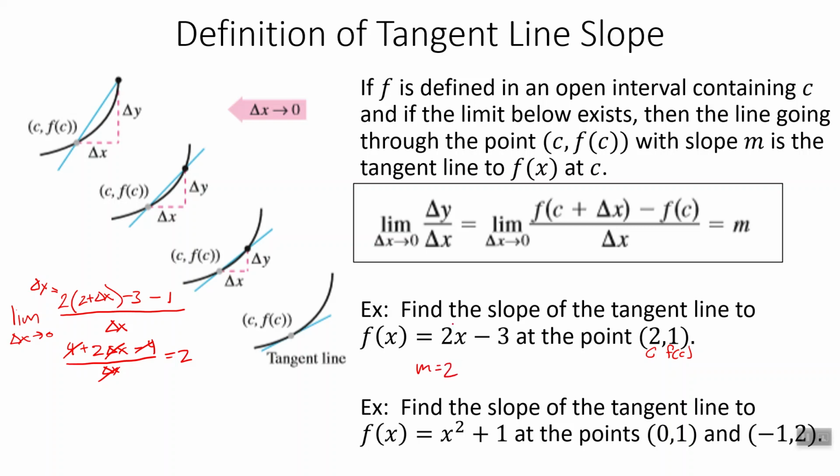Now, you probably already knew that from algebra. If y equals mx plus b, this is a line, and the slope of this line is 2. That means at any point on this line, the slope is also going to be 2. All right, let's try something a little more difficult.